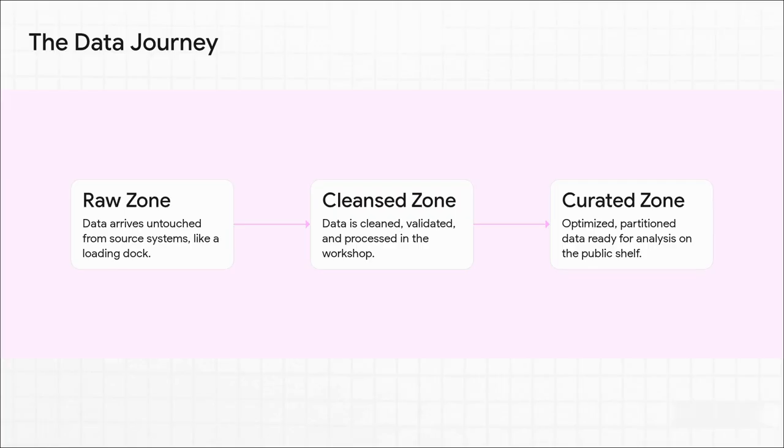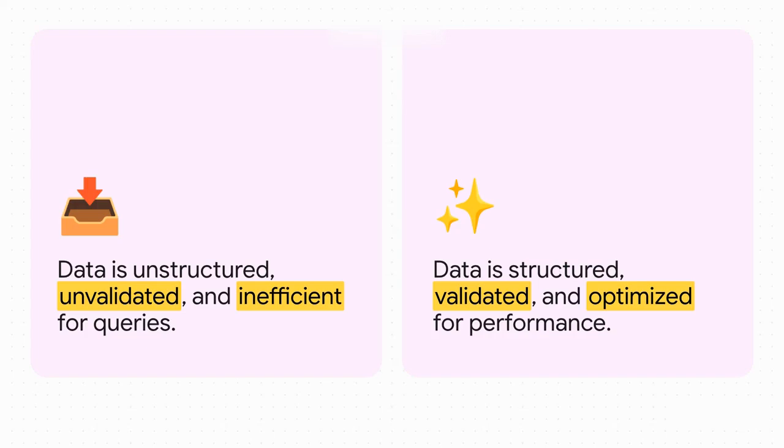From there, it gets moved over to the cleansed zone. This is our workshop. Here, we run jobs to clean the data up, validate it, and get everything into a standard format. Finally, the data graduates to the curated zone. This is the main library floor, where everything is polished, organized, and ready for your data scientist and analyst to check out.